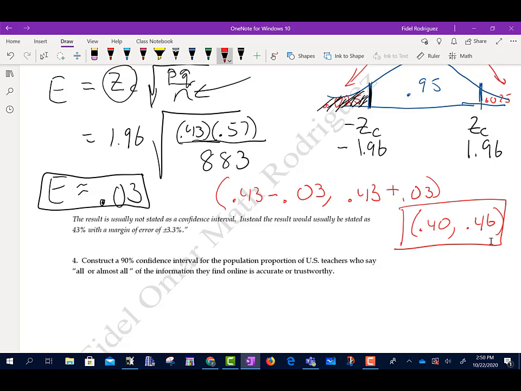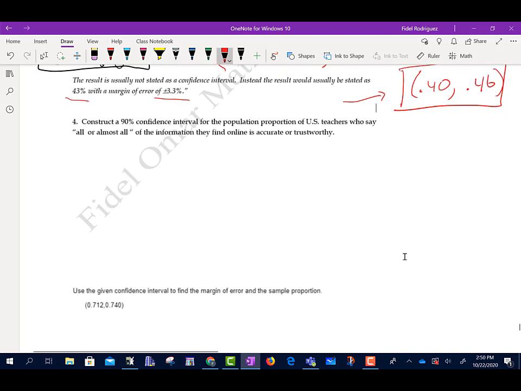And it says the result is usually not stated as a confidence interval. Instead, the result would be stated something like 43% with a margin of error of 3.3%, okay? But this is how I'm going to be writing my answer in terms of a confidence interval, all right? So now let's do number 4.